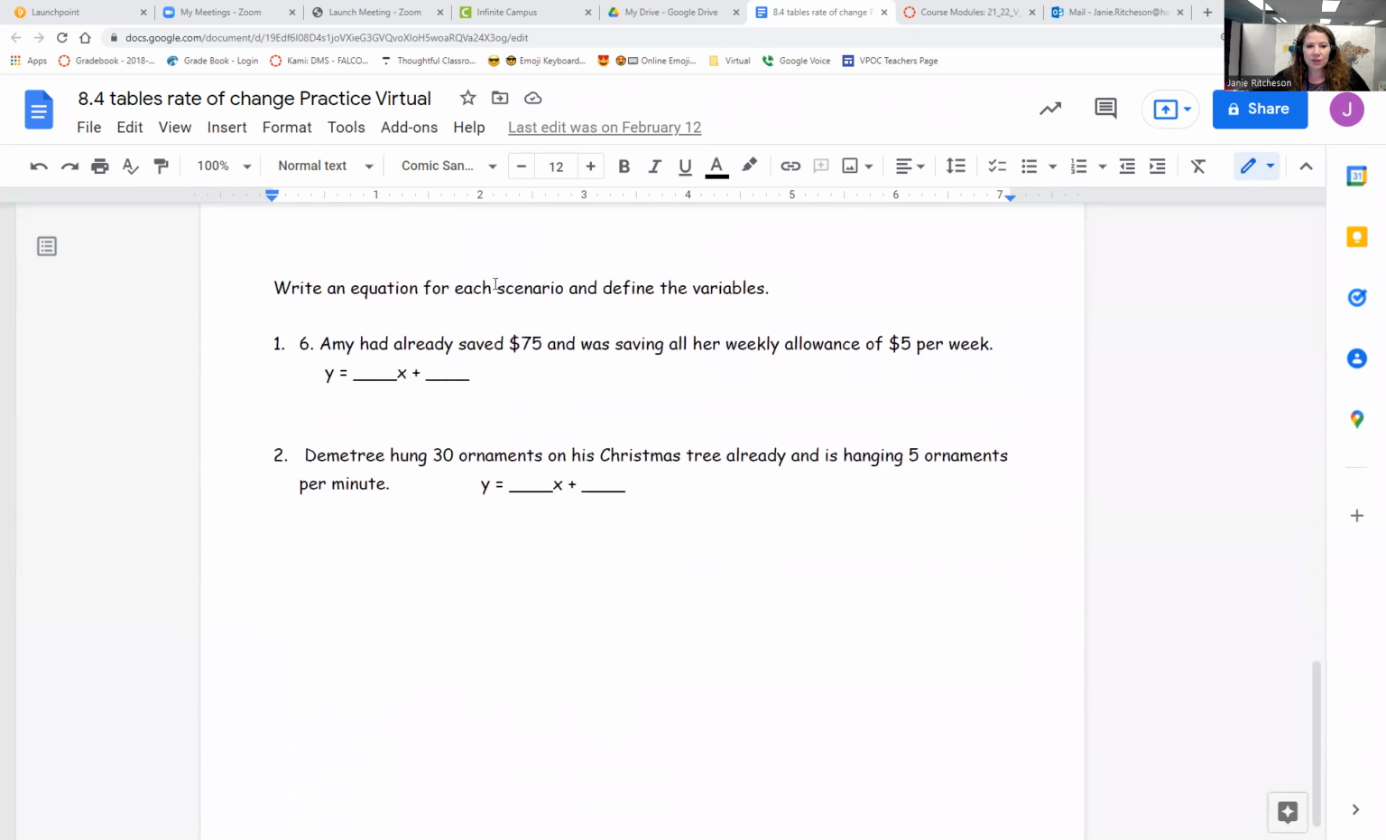So when you are writing your equations here, if you see a number that's increasing at a constant rate, that's your slope. So for example, $5 per week, 5 ornaments per minute, that is the number you multiply by your variable. Okay, these other numbers represent your original or your beginning value. Amy already had $75, right? That's her initial or her beginning value. So that's going to be plus 75 right here.